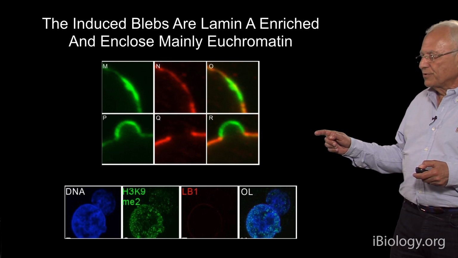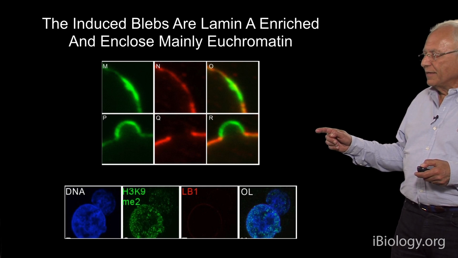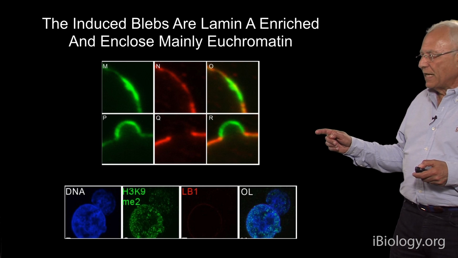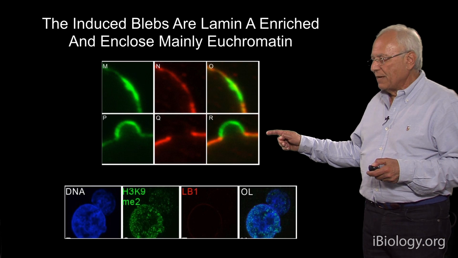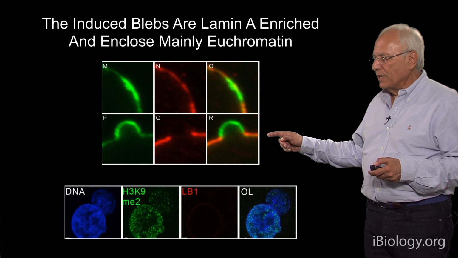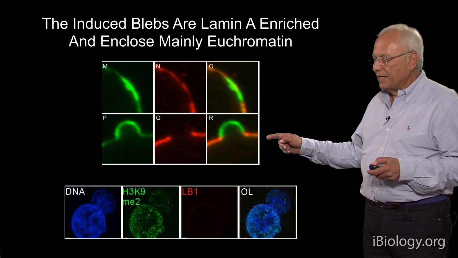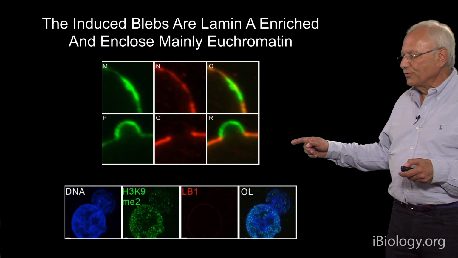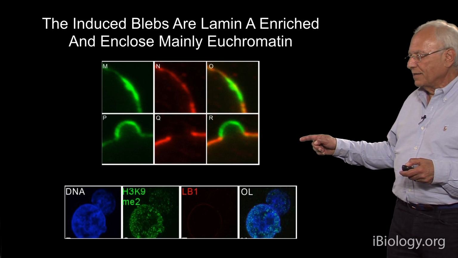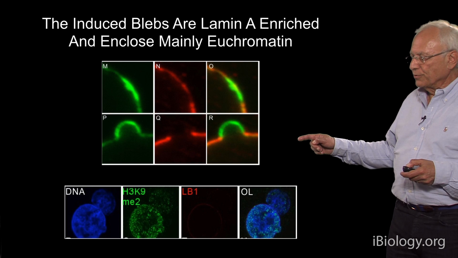The blebs were induced, and we found that they were mainly lamin A enriched. That is, they were devoid of the other lamin, lamin B2, because we knew LB1 was missing in these cells. So LB1 silencing leads to the formation of lamin A rich blebs, which looks very, very similar to the progeria situation.